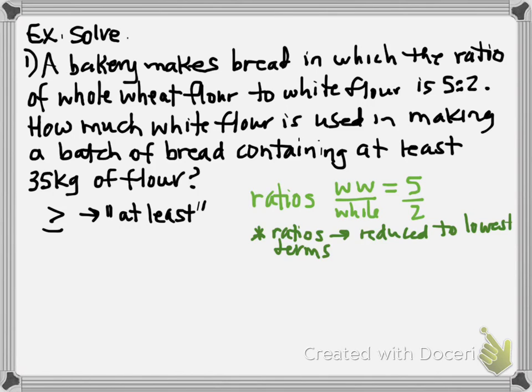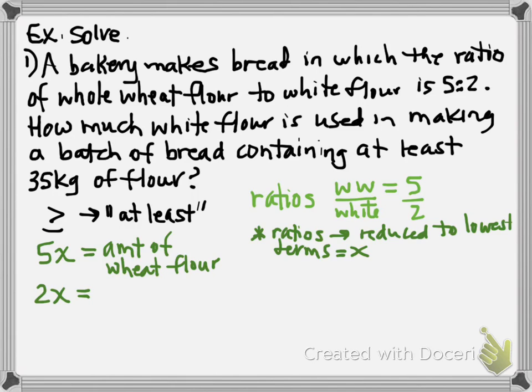So what we're going to do is let x represent the amount it was reduced. So here's how I do my definitions. I'm going to take my wheat flour, multiply it by x, and that's the amount of wheat flour. Now I'm going to multiply the white flour. Oh, that says wheat. It should say white way back there. Sorry about that. I'm going to multiply the white flour ratio number also by the same value x, because that's what I divided out of top and bottom to get to 5 halves, and that's going to be the amount of white flour.